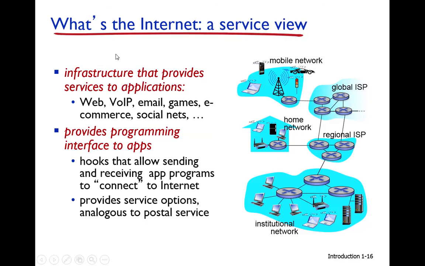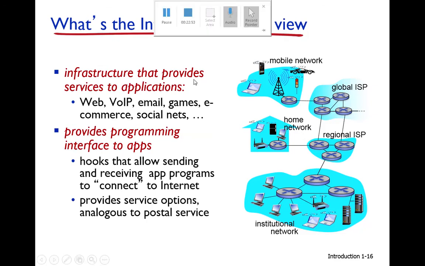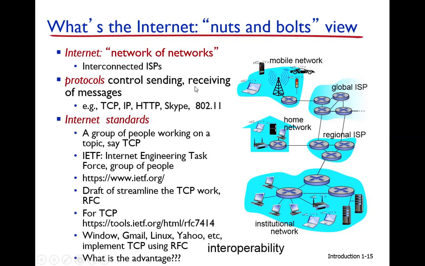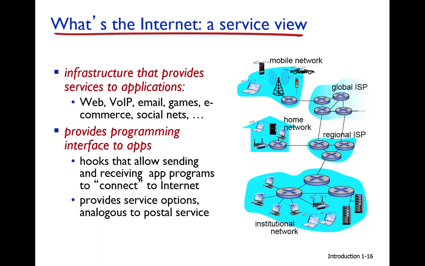Okay, so you can see what the internet is physically. Now, what is the internet from the service point of view? The internet is basically a communication infrastructure that provides communication to different applications. What does it mean? It provides communication between these mobile nodes and this laptop, these mobile nodes and this desktop. So the internet is a communication infrastructure that provides communication services to applications.